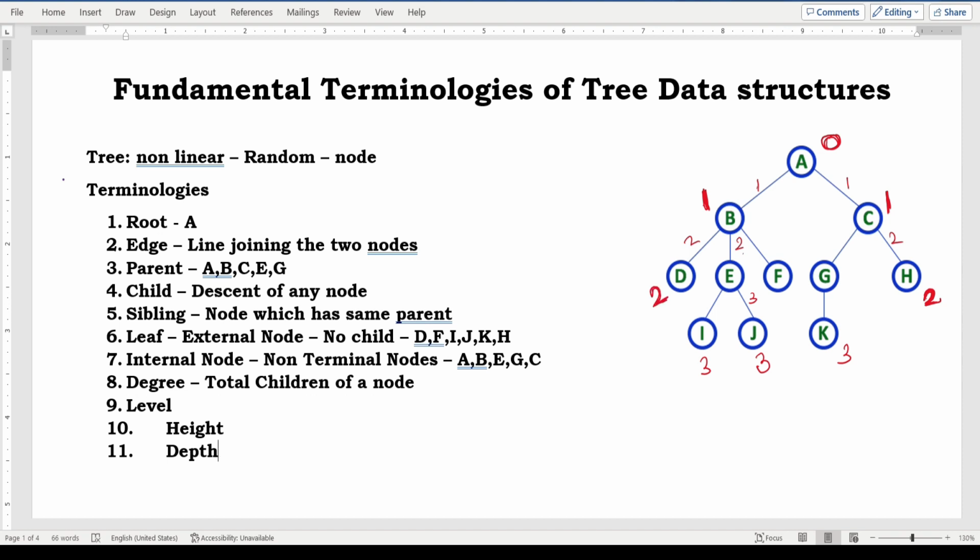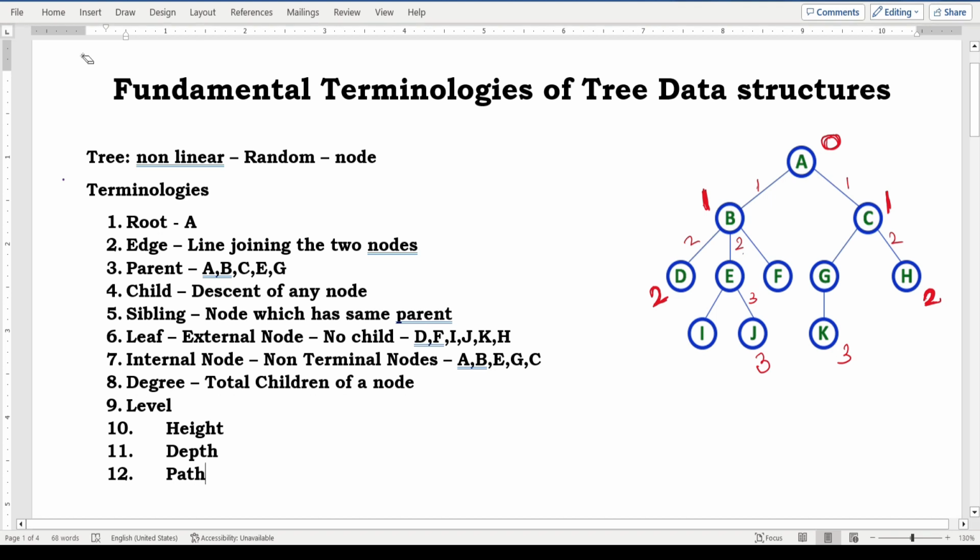So height is calculated from the bottom. The depth is calculated from the top. Clear? Now, very easy. Path. The sequence of nodes and edges from one node to another node is called a path. So path means: start from any point, traverse, take any route. It's called a path.